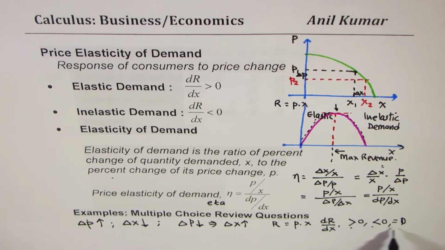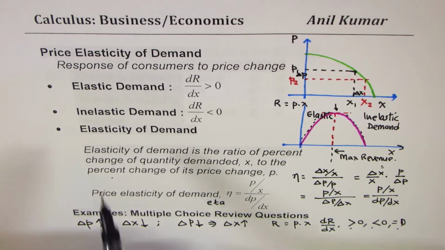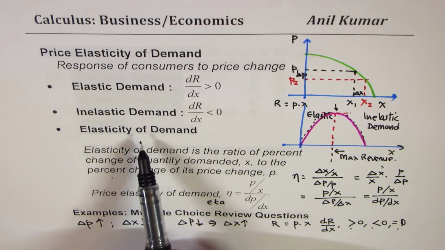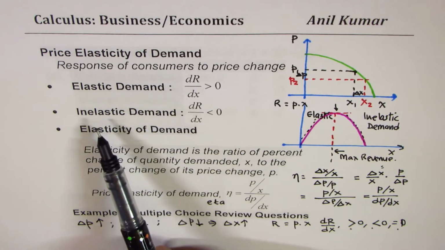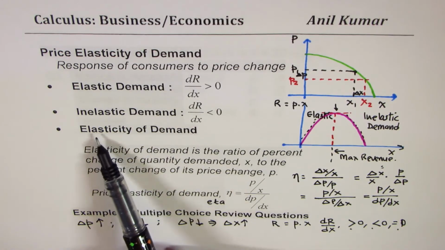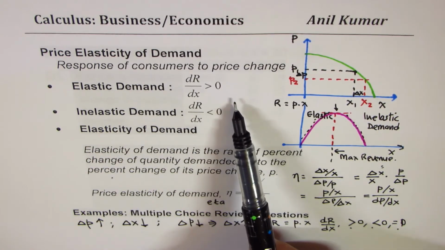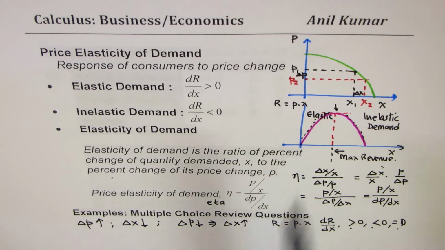So there could be 3 different scenarios as far as revenue is concerned, which is the product of price and the items being sold, right? That gives rise to these 3 kinds of terms, which are elastic demand, inelastic demand, and the maximum revenue, right? When it is 0, we'll see that it is maximum revenue.